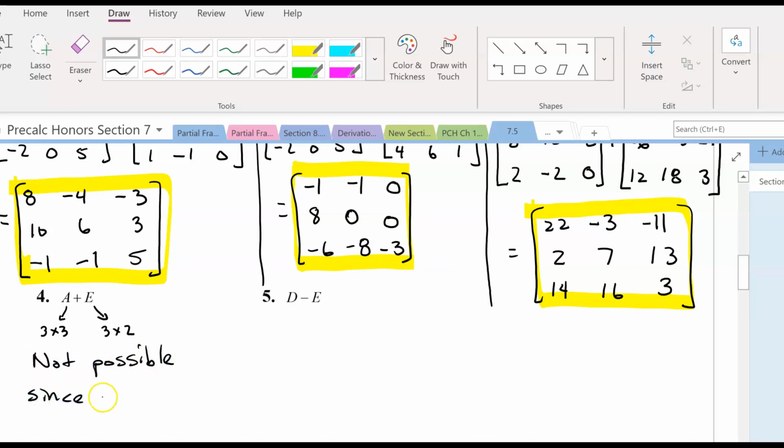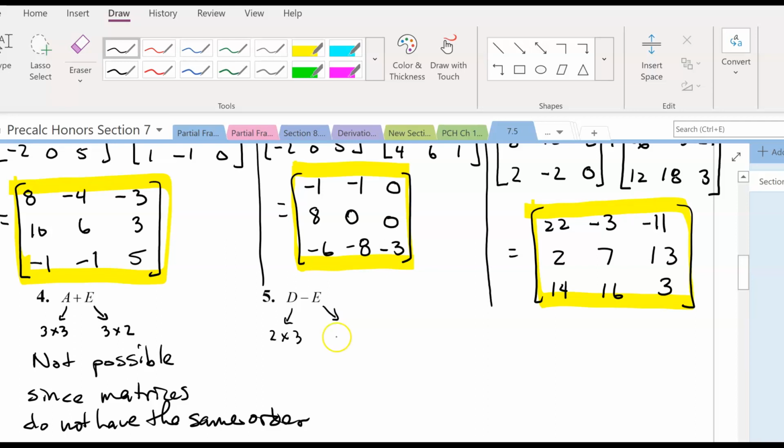since the matrices do not have the same order. All right, so let's take a look at number 5. Matrix D is a 2 by 3, and matrix E is a 3 by 2, so this is also not possible. So we're going to find out that we could actually multiply D and E, even though we can't add or subtract them.